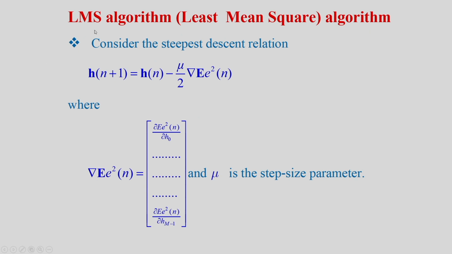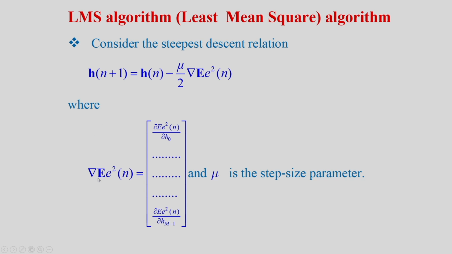We will discuss the LMS algorithm. Consider the steepest descent iteration: h[n+1] = h[n] minus (mu/2) times the gradient of e². Here this 2 is used because we will get a 2 from this gradient, and both of them will cancel.